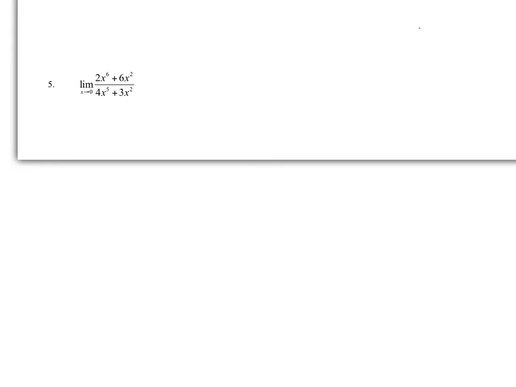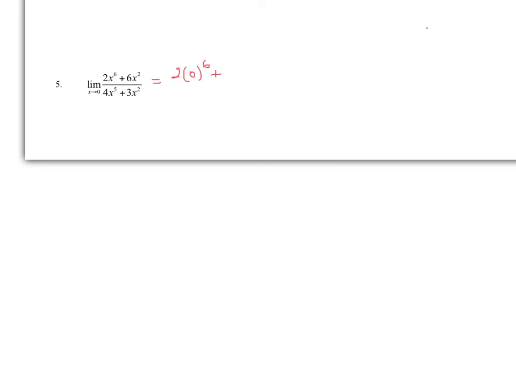Okay, and we have one more example. It's the limit as x approaches 0. So we're going to try direct substitution here, and we get 0 to the 6th, 0 squared, 0 to the 5th, 3 times 0 squared, basically 0 over 0. There's our indeterminate form again.